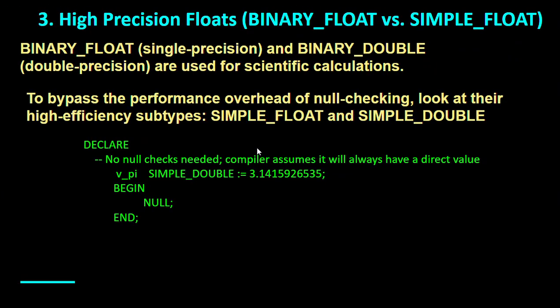Next come the high precision floats, BINARY_FLOAT or SIMPLE_FLOAT. For scientific calculation, Oracle provides BINARY_FLOAT and BINARY_DOUBLE. But if you want to bypass the performance overhead of null checking, we can use SIMPLE_FLOAT and SIMPLE_DOUBLE subtypes. They share an identical numerical range but enforce a strict NOT NULL constraint.